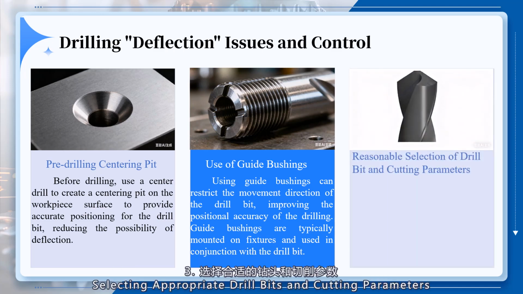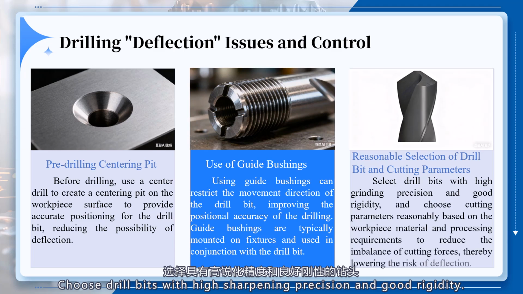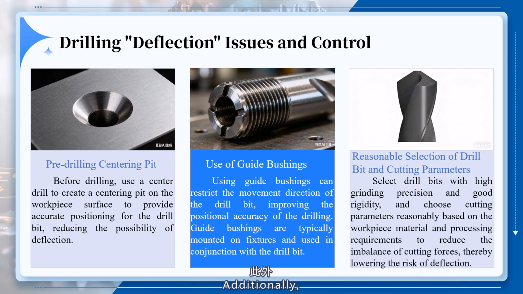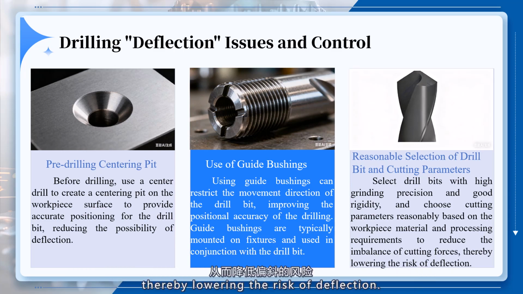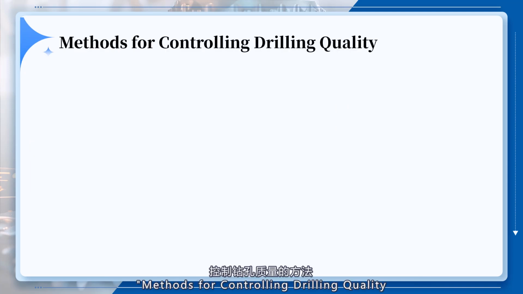Selecting appropriate drill bits and cutting parameters. Choose drill bits with high sharpening precision and good rigidity. Additionally, select cutting parameters based on the workpiece material and machining requirements to reduce unbalanced cutting forces, thereby lowering the risk of deflection. Methods for controlling drilling quality.